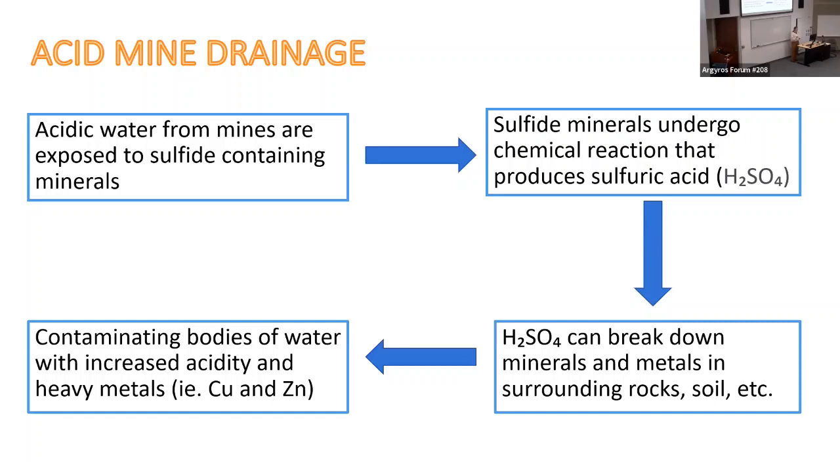So that was an example of acid mine drainage. Acid mine drainage is caused by acidic water from the mines being exposed to sulfide-containing minerals within these environmental systems. These sulfide minerals undergo a chemical reaction with water and oxygen that produces sulfuric acid, which alters the pH of the water. This sulfuric acid breaks down the minerals and rocks and exposes the area to toxic metal waste. These contaminated bodies of water have a very increased acidity and high metal concentration, an example of which is copper and zinc, which we'll be studying in this project.